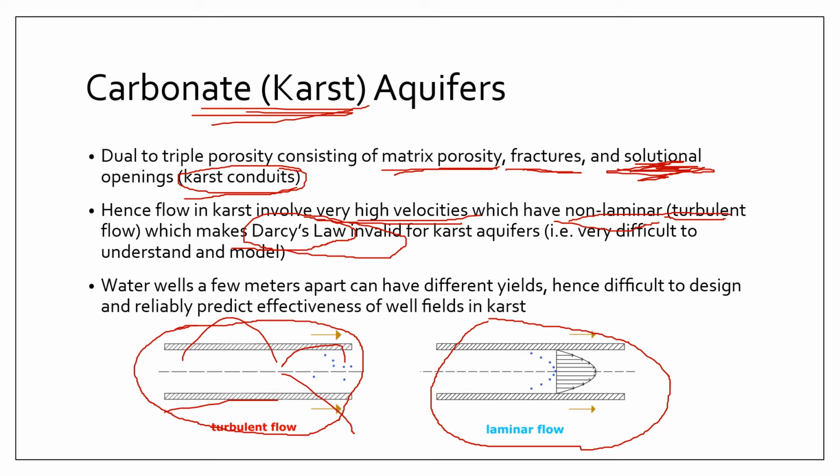Okay? So laminar flow can be easily approximated by Darcy's law, but for turbulent flow, which is present in your karst aquifers, Darcy's law is invalid. Okay, so it's difficult to apply Darcy's law for your karst aquifers, and in turn, it's really difficult to understand and model your karst aquifers. Okay, so if you have a difficulty understanding or modeling something, it's even harder to manage that resource. Okay.